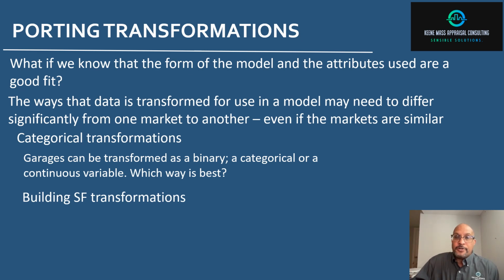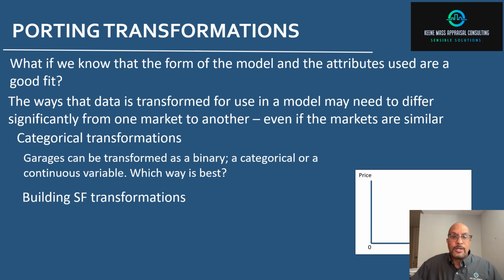So now let's look at another common transformation. Building square footage should be a significant attribute in every residential model. So here are some common ways to transform the data. Some people will transform it as a straight line per square foot starting at 0. Except there's no houses that are 1 square foot or 50 square feet.